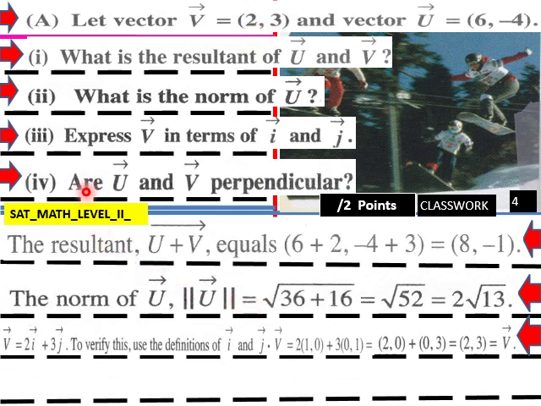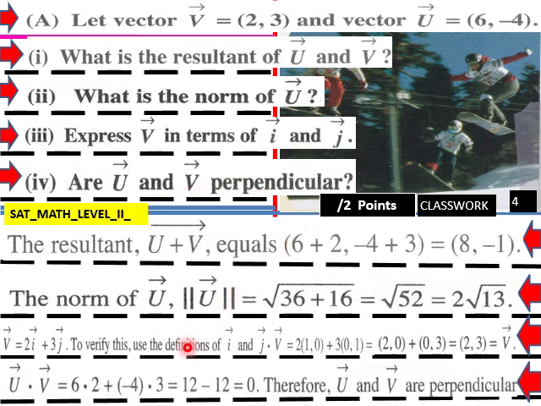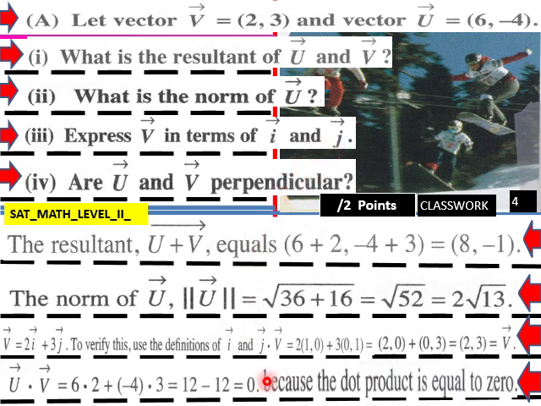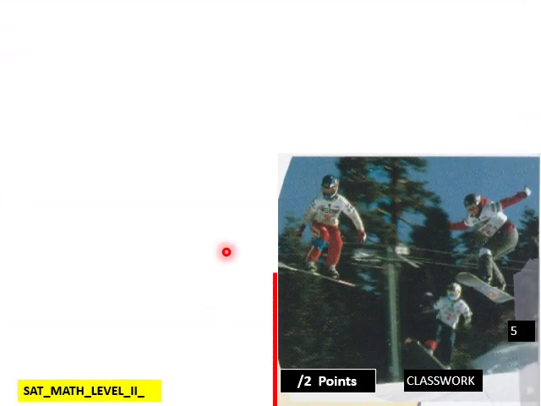And number 4, are vector u and vector v perpendicular is the question. To find that, we multiply vector u times vector v, which is 6 times 2 plus negative 4 times 3, 12 minus 12 equals 0. Therefore, vector u and vector v are perpendicular because the dot product is equal to 0. That's why they're perpendicular, and we just proved it.